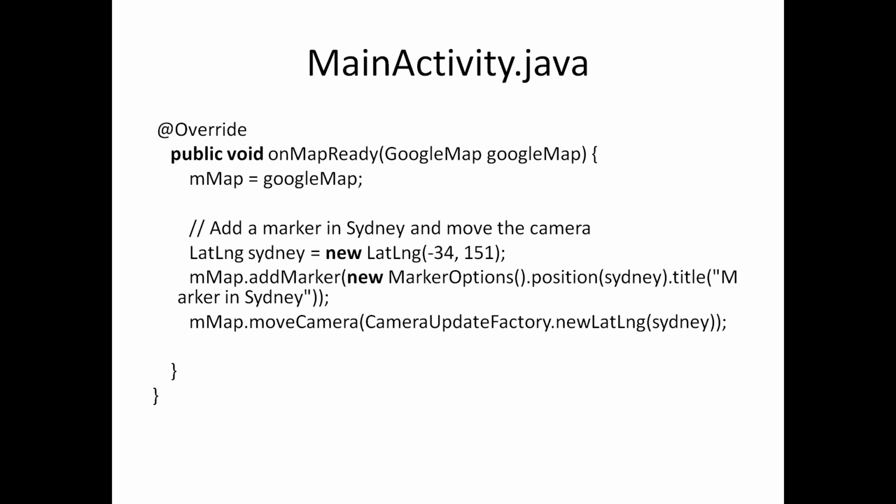For example, we are marking Sydney on the map, and its lat long value is -34, 151. So we are assigning the new lat long values. With mMap.addMarker, we are marking its position, and we are providing the title as Marker in Sydney, which is to be shown. And then we have to update the camera. So with mMap.moveCamera, we are updating to the new lat long value of Sydney.